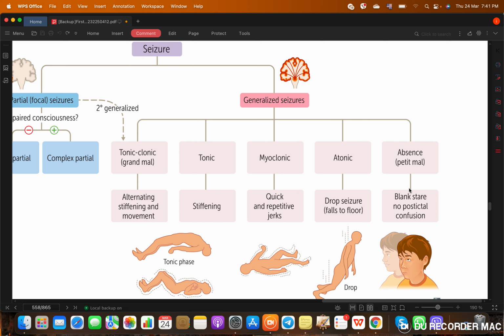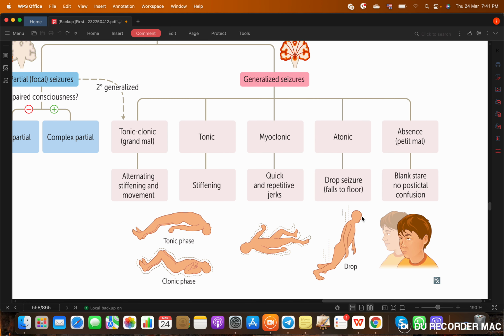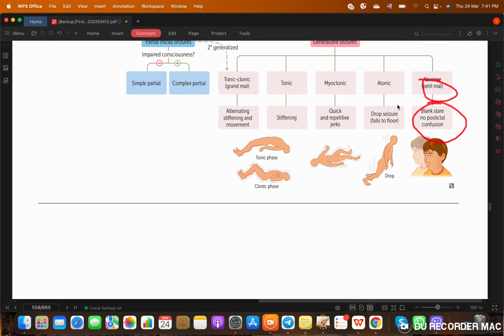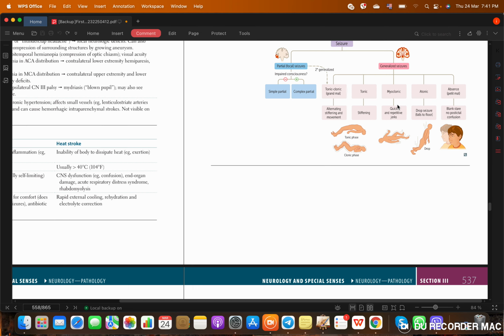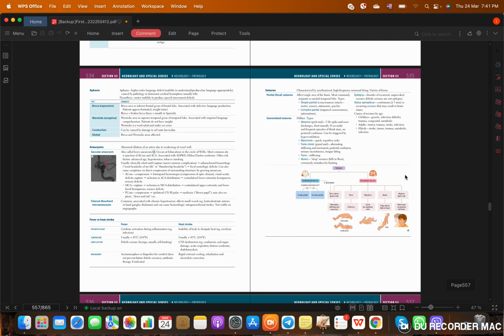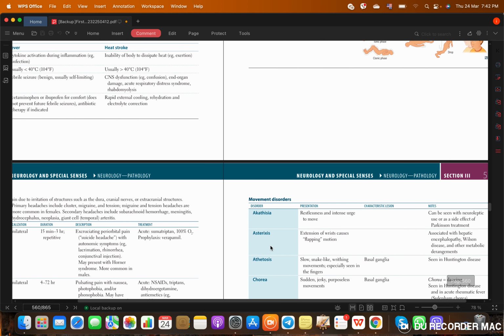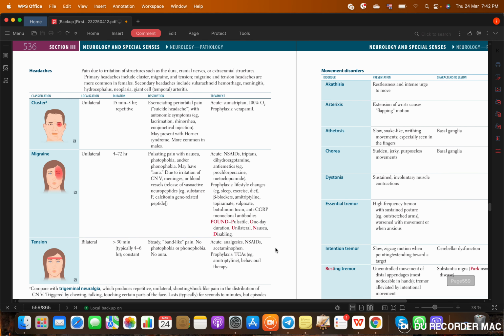occurs mostly before sleep. A tonic drop seizure, so simply the patient drops to the floor. Absence seizure, petit mal seizure, blank stare with no post-ictal confusion, mostly in children. Okay, and highly associated with a calcium channel problem, has 3 hertz spikes and waves on the EEG.